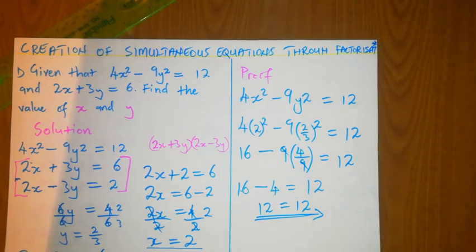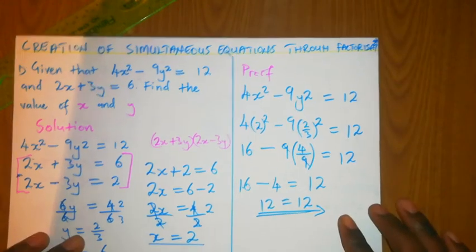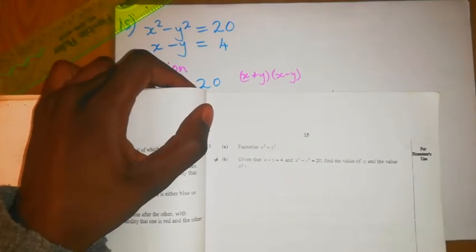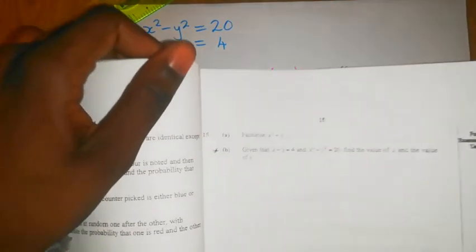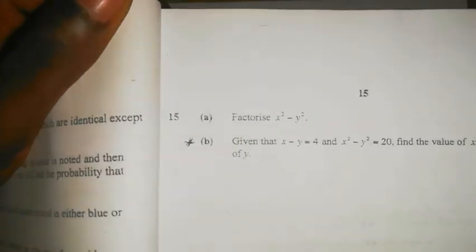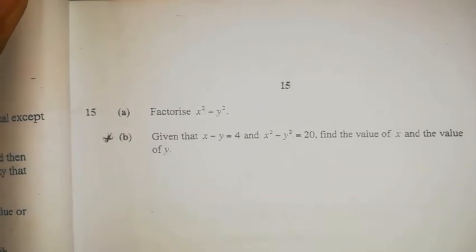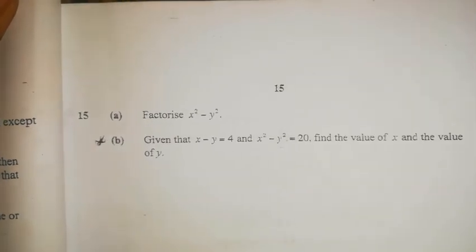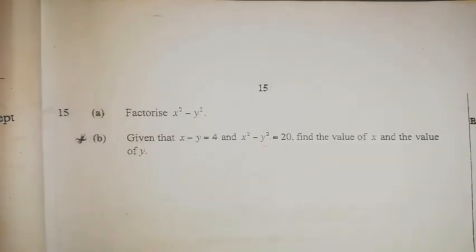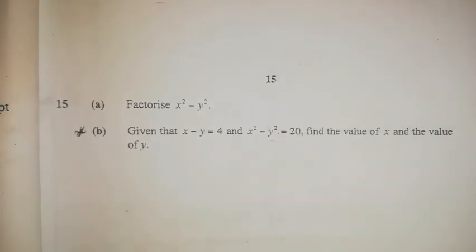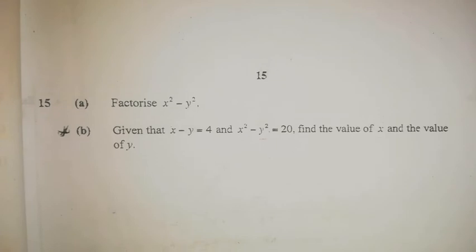Then let me take you to past exam question papers. I'll use November 2008 so that you see what I'm teaching you is something that appears in question papers. So there is the question that we are doing, guys. Firstly, it says factorize x squared minus y squared. That is a difference of two squares. Your answer is x plus y and x minus y.